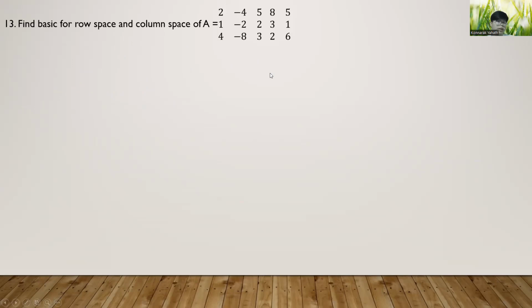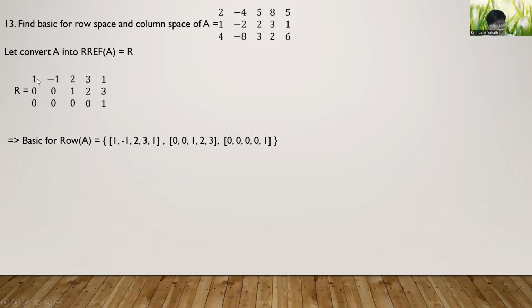Problem 13. They want us to find the basis for the row space of A and the column space of A. To find the basis for this matrix, we must convert A into the row reduced echelon form, which we call R. Here is the row echelon form of A. So the basis of the row space of A must be the non-zero rows of R, which means row 1, row 2, and row 3 of R. Here is the basis for the row space of A.